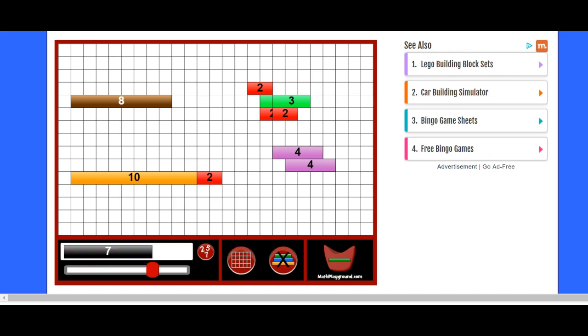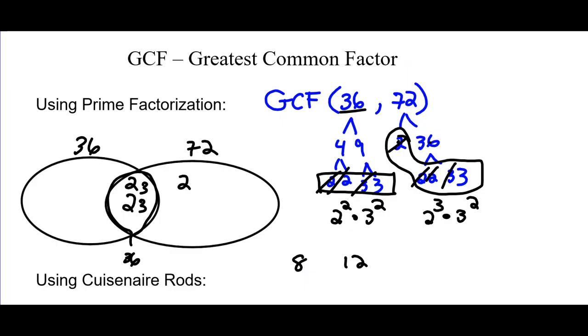Will 8 go into 12? They can look at it that way too. We know that 8 goes into 8, but 8 will not go into 12. So they see that their GCF here is 4. And you could use it for larger numbers, just digitally though, it's not going to work unless you've got smaller numbers. All right, so that's using Cuisenaire rods, that's using the prime factorization method.